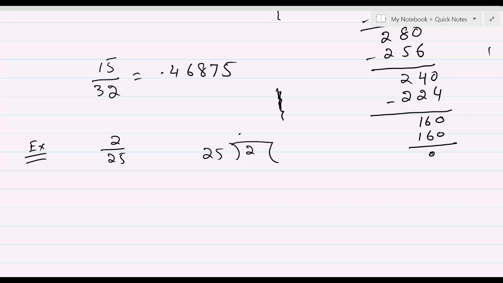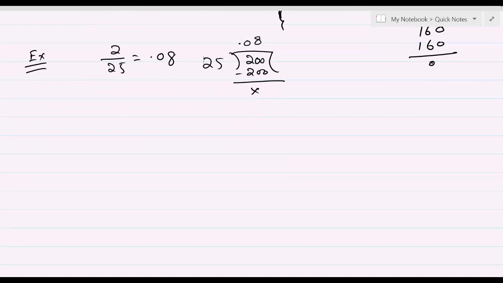We're going to place a decimal here and add 0. It's still smaller. So we are going to add one more 0 here and then add 0 here. And now read the table of 25, it will go exactly 8 times into 200, and 200 take away, that will give us no remainder, and therefore the answer would be 0.08.